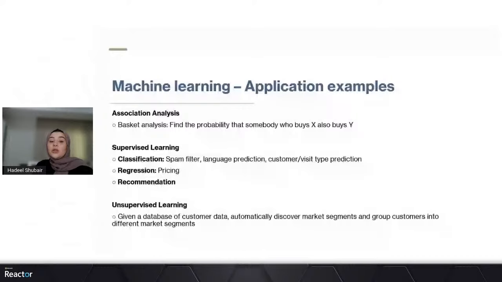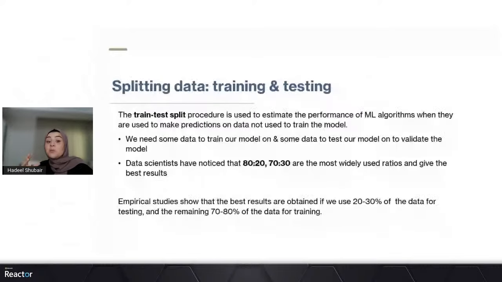Now, we talked about machine learning models. So you applied the model to your dataset, to your data problem. Then you have to know there's a train and test split procedure, which is used to estimate the performance of the algorithms when they are used to make predictions on data that is not used to train the model. This step is very important to help us estimate the performance of the algorithm that we applied.